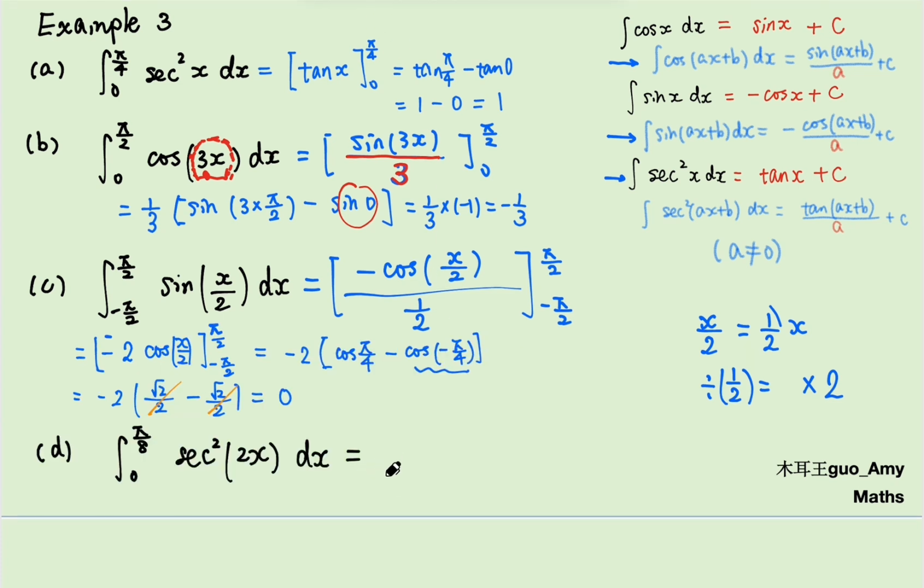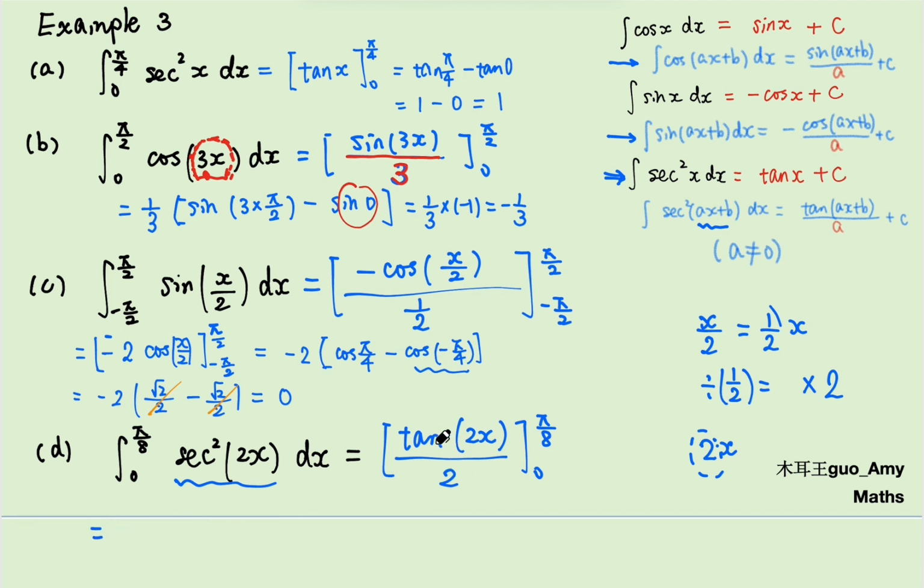Finally, let's look at part D. For this one, we will have sec squared 2x. So it is not the basic third formula. It is a generalized one because the inner function is 2x. So compared with the formula, we know the coefficient of x is number 2. So 2 is the value a. By using the last formula, we will have tangent 2x, and then don't forget to divide the whole thing by the coefficient of x. After that, record the lower limit and upper limit.